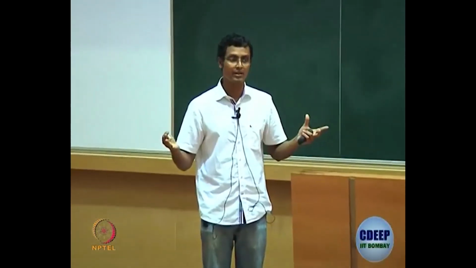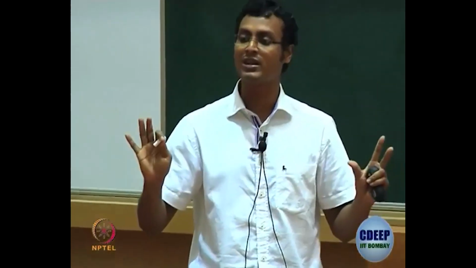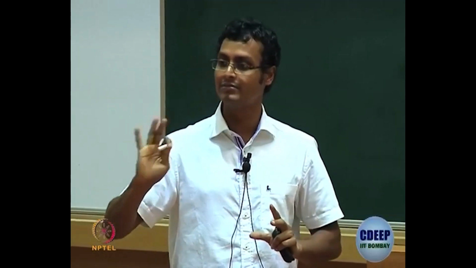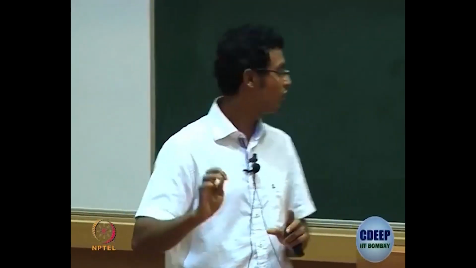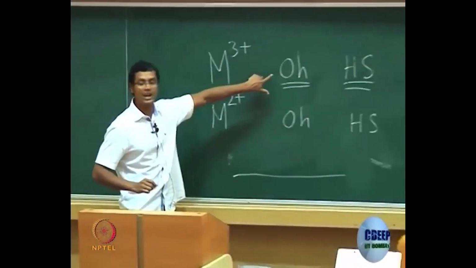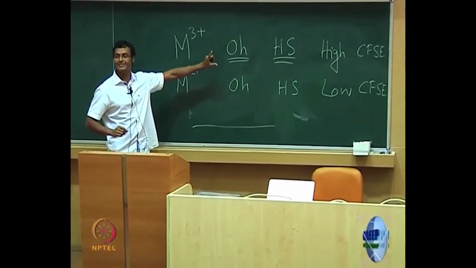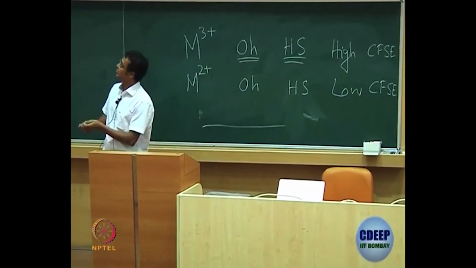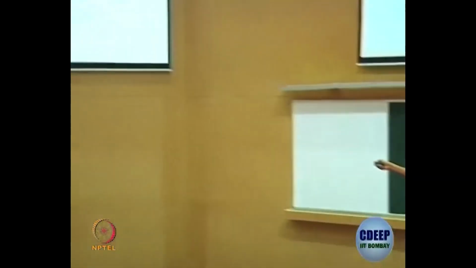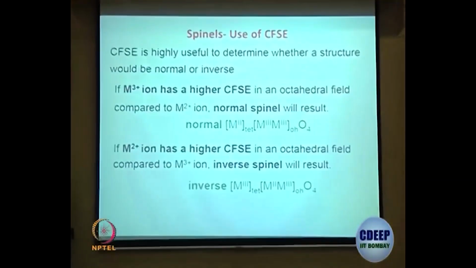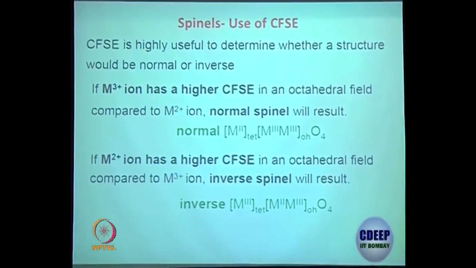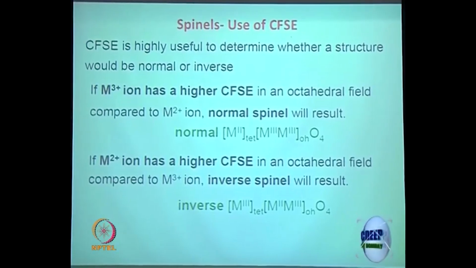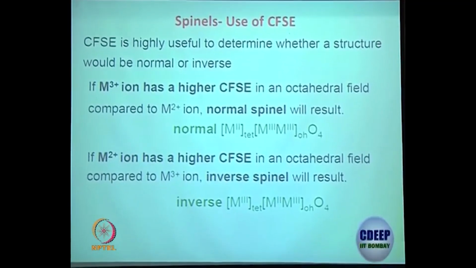Normal spinel, inverse spinel. Don't mix this up with the calculation of octahedral versus tetrahedral. Sometimes people end up doing that and go in the wrong direction. You just have to calculate the octahedral site stabilization energy, like how much stabilization is there. So that's what is written: the M3 plus ion has a higher CFSE in an octahedral field compared to the M2 plus ion in normal spinel, and so on. Do not calculate for the M3 plus in tetrahedral.